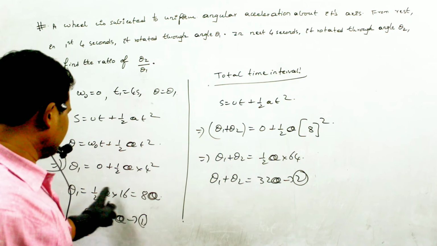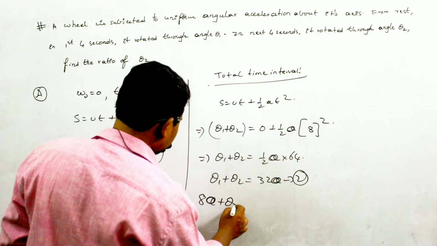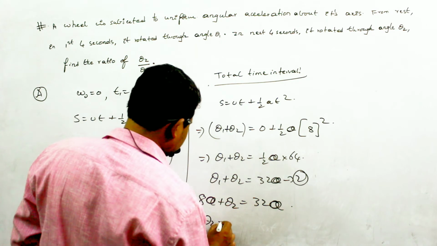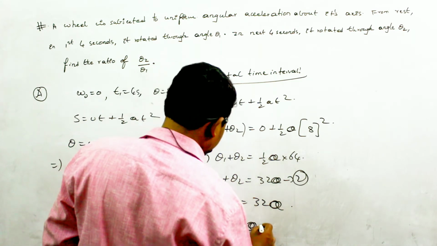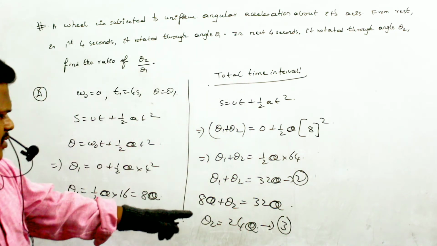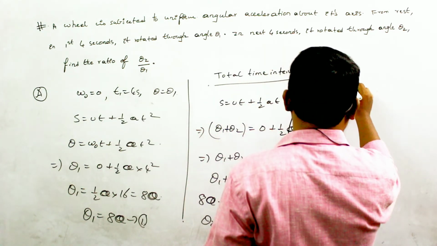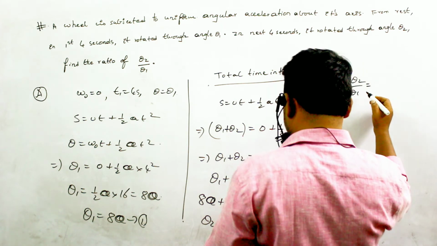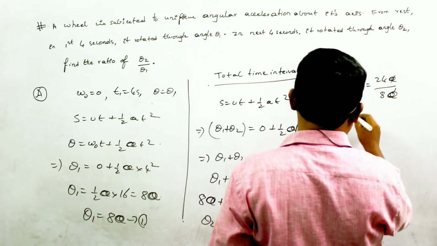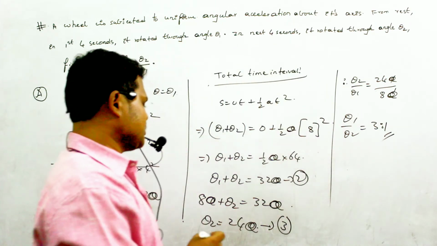For theta 1, I already got the equation as 8 alpha, so substitute in this relation. 8 alpha plus theta 2 is equal to 32 alpha. Therefore theta 2 is equal to 24 alpha. This is my equation number 3. So theta 1 is 8 alpha, theta 2 is 24 alpha. I am supposed to find theta 2 by theta 1. So theta 2 divided by theta 1 is equal to 24 alpha divided by 8 alpha. Alpha gets cancelled, so theta 2 by theta 1 is 3:1. So this should be my answer.